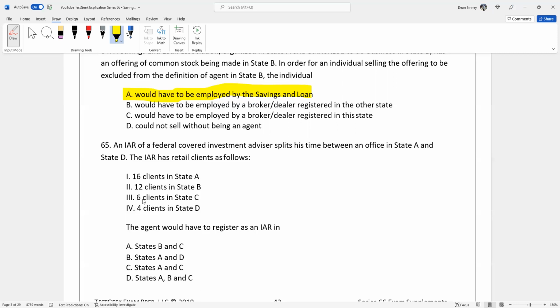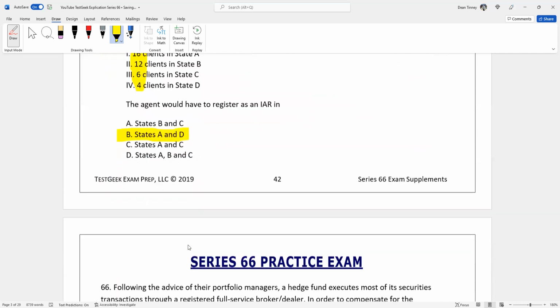So what Brian's trying to do here with all these numbers he's given you is make you think this is something about de minimis when it's not. De minimis does not apply to federally covered investment advisors. So as a federally covered advisor, and I'm an investment advisor representative of that advisor, and I have an office in State A, a place of business, and I have an office in State D, a place of business, in both State A and D, I'm going to have to register in State A and D. I like that. That's a good question.